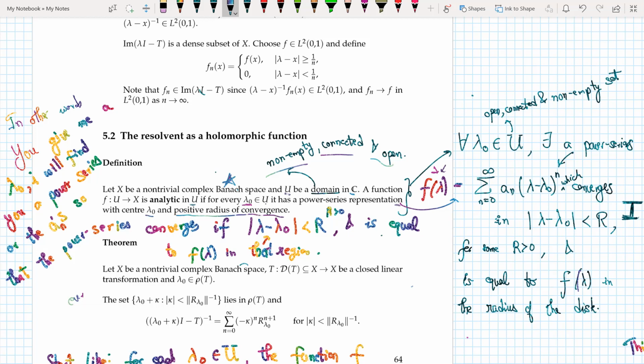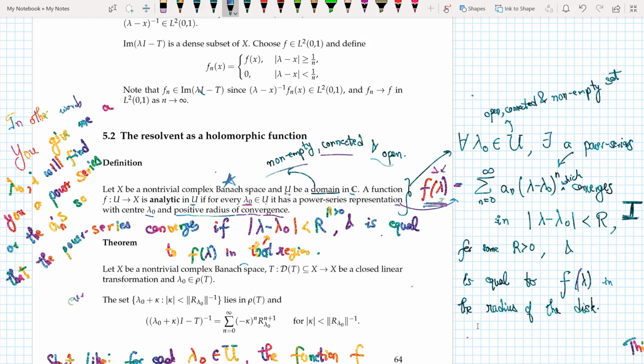I initially saw that there is a function defined on U. This function is f. I am calling this function analytic if it has a power series representation. So this equation that you see, well, this is what I mean by a power series representation. So I say that a function f is holomorphic in U if and only if at every lambda naught belonging to U it has a power series representation, which is given like this, and with a non-zero radius of convergence.